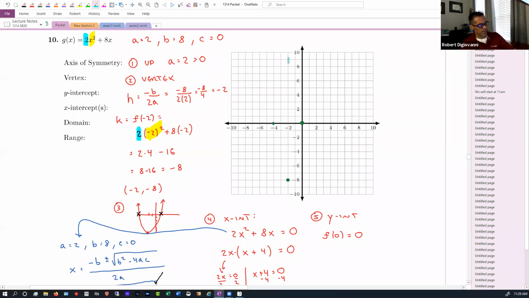Now, just your axis of symmetry. I think it's kind of easy to see this. Hopefully it is for you. You can draw a little U here. There we go. That's pretty good, actually.